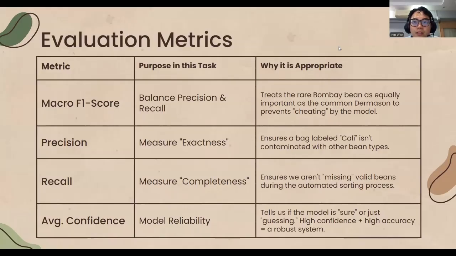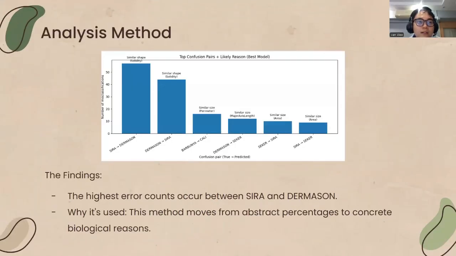We wanted to ensure that our model actually learned the unique characteristics of every class, regardless of how many samples were in the dataset. We also track average confidence. It acts as a reliability check and tells us if the model is making decisions based on learned patterns or just guessing.